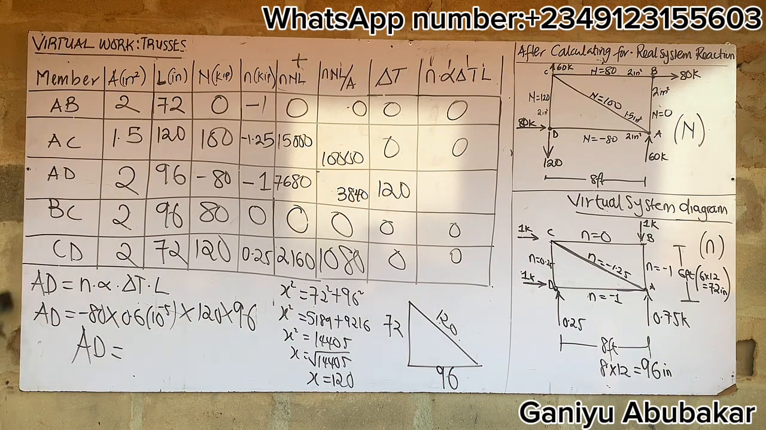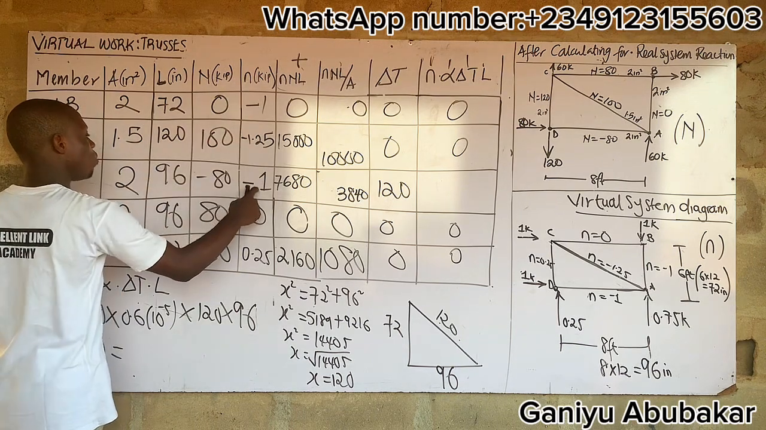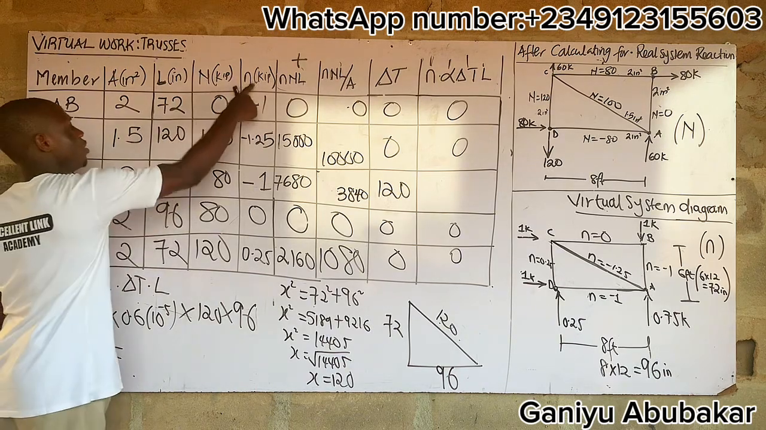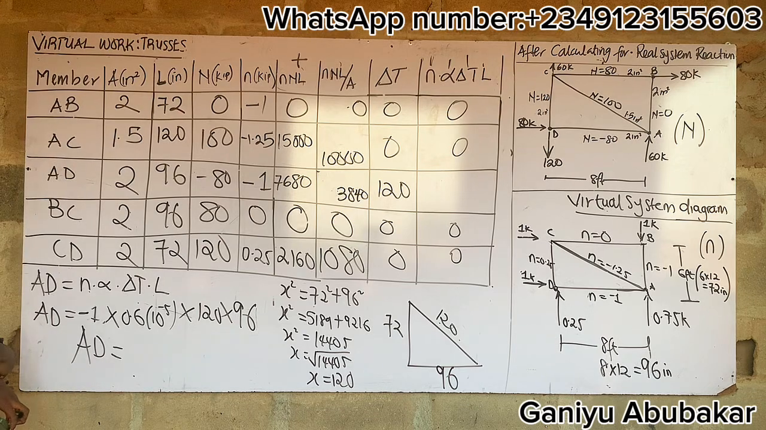Observe, yes, I said small n AD, small n is minus 1. It's not 80. Minus 1, right? Small n at AD is minus 1, please. Minus 1, right?